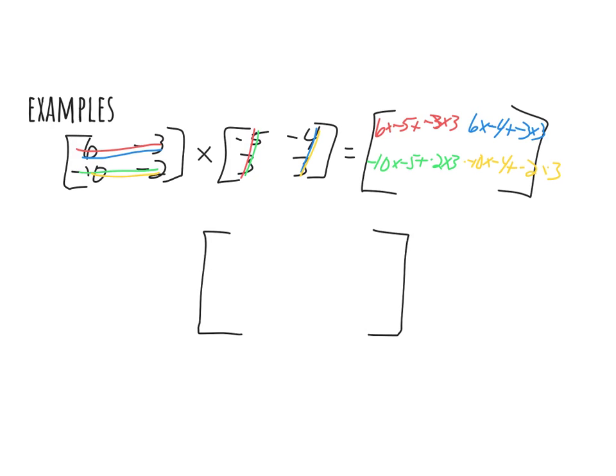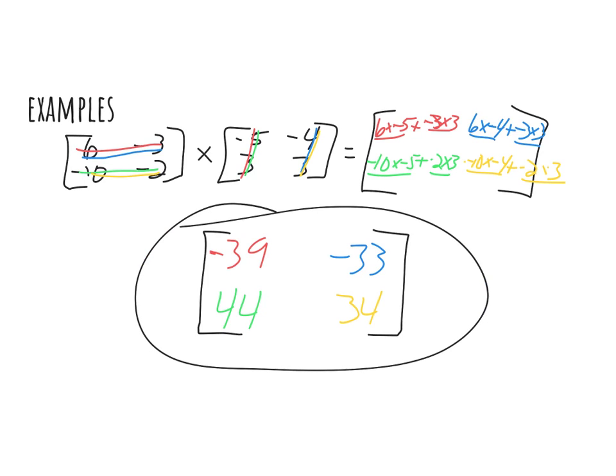If we solve each one of these, 6 times negative 5 is negative 30. Negative 3 times 3 is negative 9. We add those two together and we get negative 39. For the next one, 6 times negative 4 is negative 24. Negative 3 times 3 is negative 9. If we add those together, we get negative 33. Negative 10 times negative 5 is 50. Negative 2 times 3 is negative 6, so 50 plus a negative 6 gives me 44. And finally, negative 10 times negative 4 is 40. Negative 2 times 3 is negative 6. 40 plus a negative 6 gives me 34. So here is my resulting matrix.